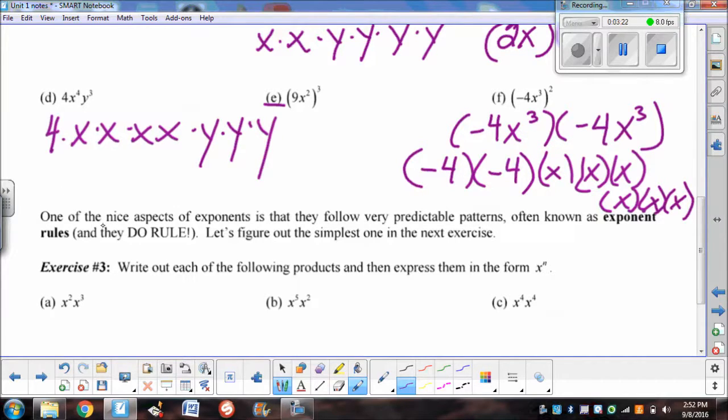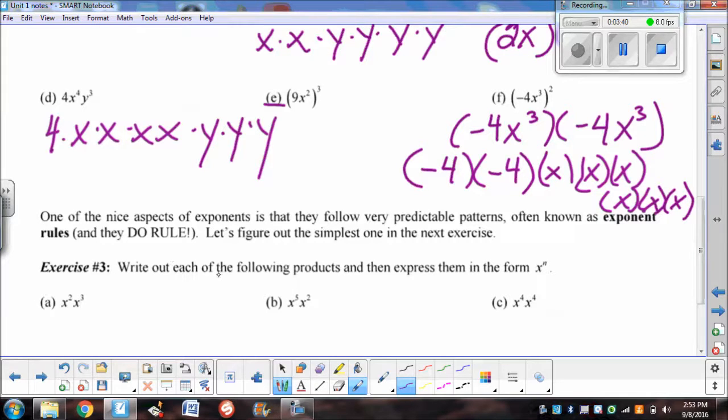It says, one of the nice aspects of exponents is that they follow very predictable patterns, often known as exponent rules. And they do rule. Haha, this guy's got quite a sense of humor. Anywho, it says, let's figure out the simplest one in the next exercise.